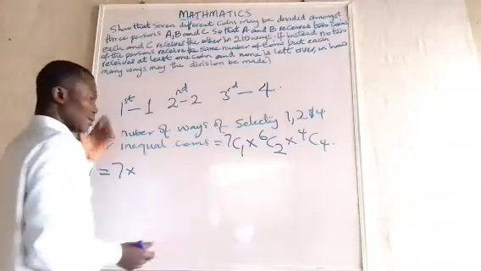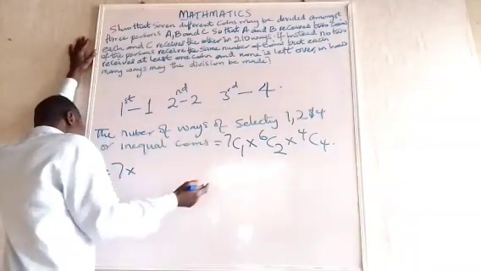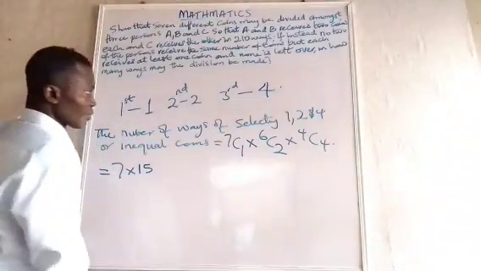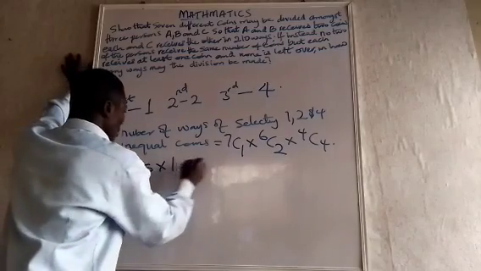What is 6 combination 2? And that's going to be 6 times 5 over 2, which is 15. And 4C4 is 1. So what is 7 times 15? 105.